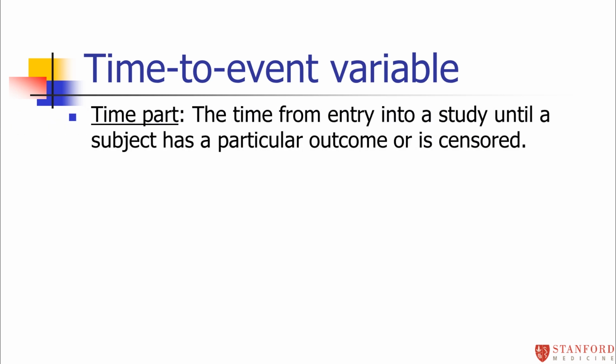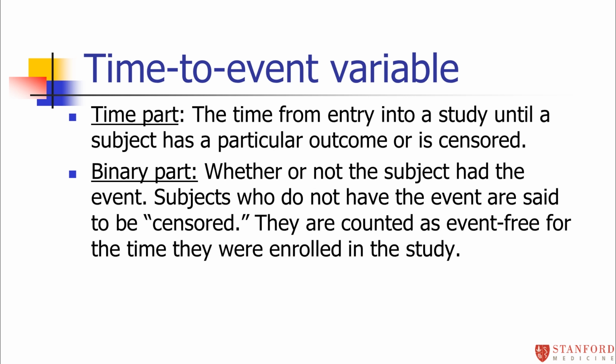So the time to event variable has a time part. That's the time from when you enter the study until you have an outcome or you're censored, meaning you leave the study without having the outcome. The binary part of the time to event variable is just whether or not the subject had the event. And again, subjects who don't have the event are said to be censored.